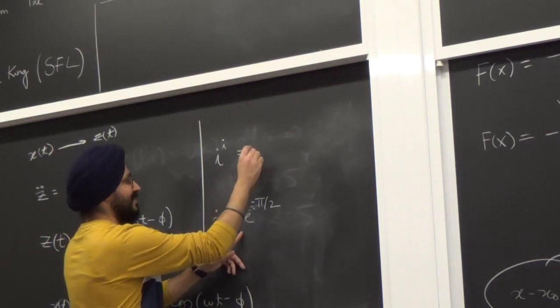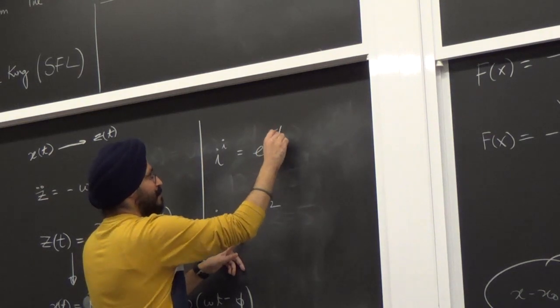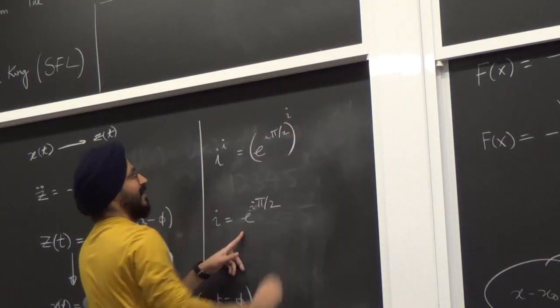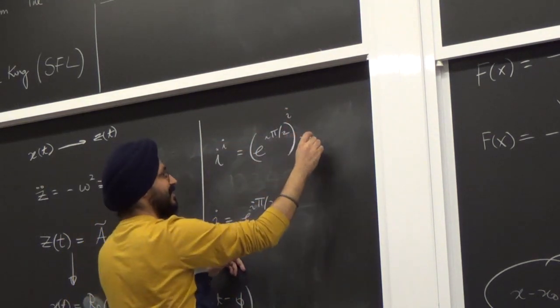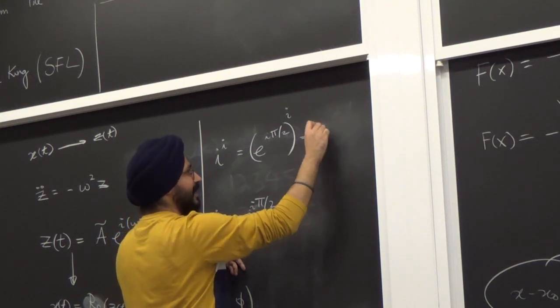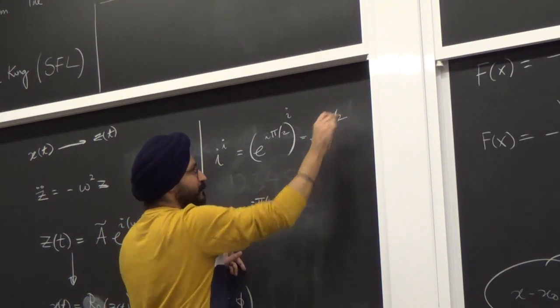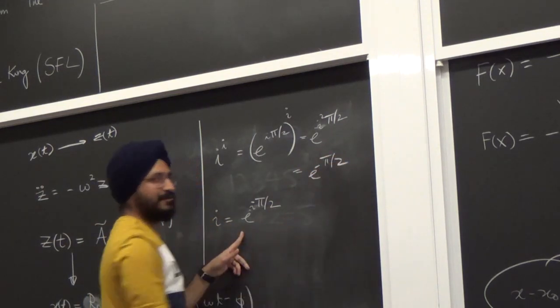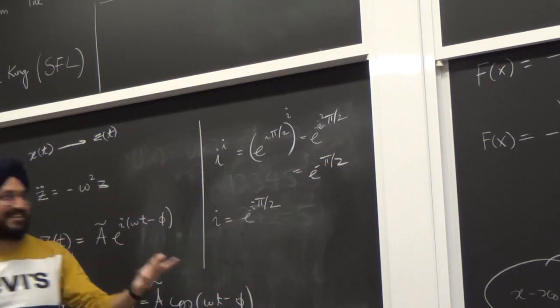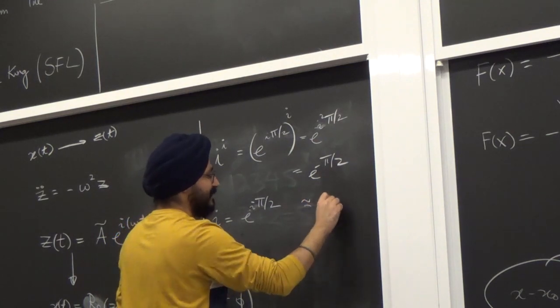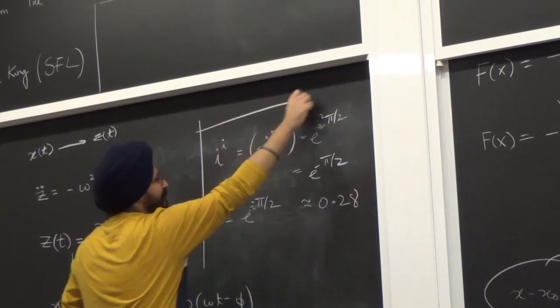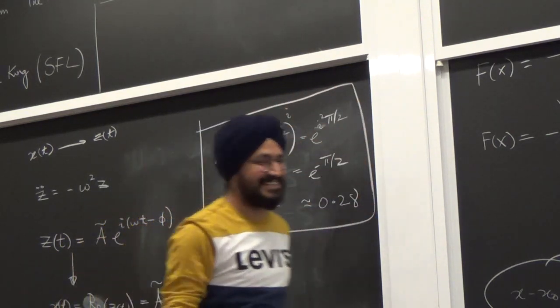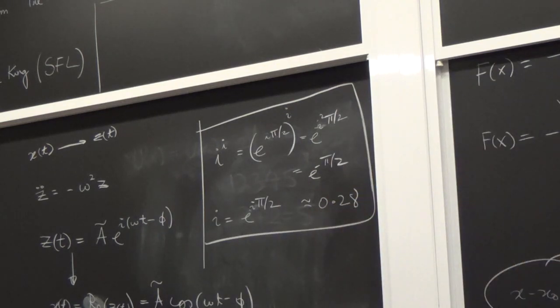So this is just e to the i pi over 2, to the power i. Again, bring this in: e to the i squared pi over 2. i squared is minus 1, so e to the minus pi over 2. Mathematica, plug it in, get a value. This is like 0.28 or something. I just want to tell you this. Just cause. All right.